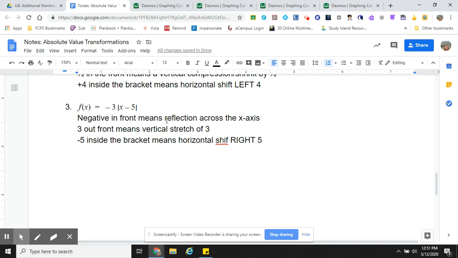So the negative in the front means a reflection across, I actually give reasons here. On the classwork, you're not expected to give the reason. I only gave it here for the purpose of the notes. So a negative in the front means there's a reflection across the x-axis. The 3 in the front is separate from the negative. Don't look at it as negative 3. Look at it as negative and then a 3. The 3 out front is a vertical stretch by a factor of 3. And the minus 5 on the inside of the bracket means a horizontal shift to the right 5.